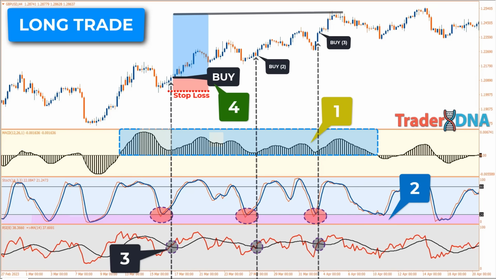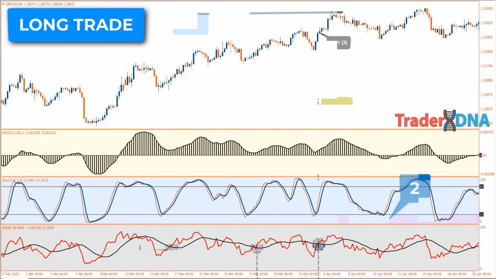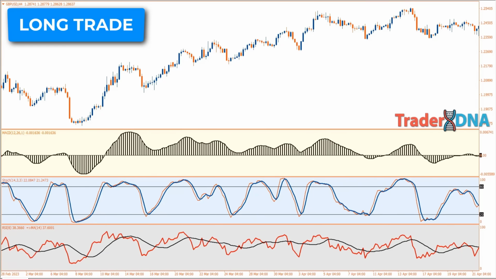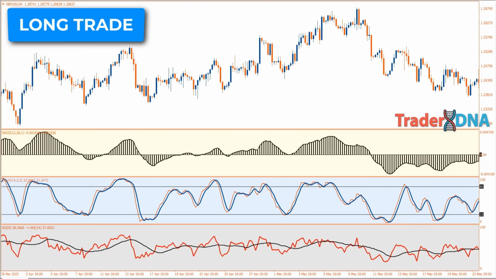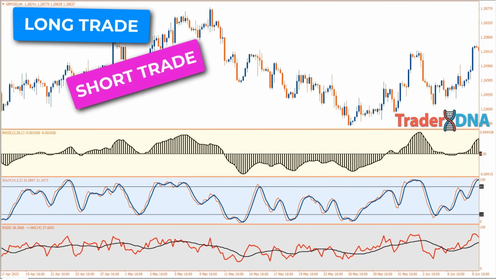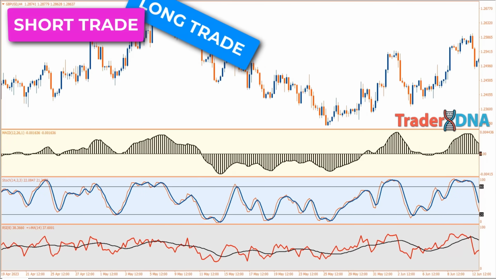Keep in mind, perfect signals don't happen all the time, so check across all time frames and markets. This strategy works well everywhere. To further enhance your understanding, I'll walk you through an example of a bearish trend next. How to enter a sell signal.